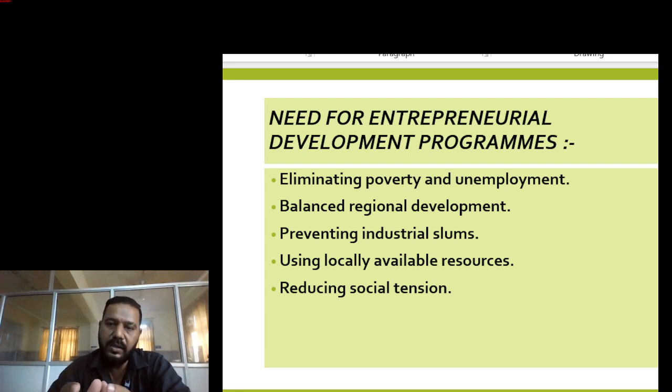So it will reduce some social tension of the society also. Like nowadays, youth are doing suicides. Youths are running from their homes. So these types of tension will be reduced if you are enrolling yourself into entrepreneurship development programs. Now moving to the next slide.